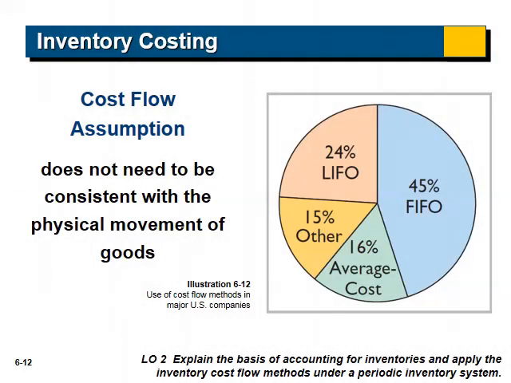Under the cost flow assumptions, again, we just assume which of those 3 TV sets we sold and which ones are on hand. It does not need to be consistent with the actual physical movement. In other words, you might sell the oldest ones first. That doesn't mean you have to use FIFO.